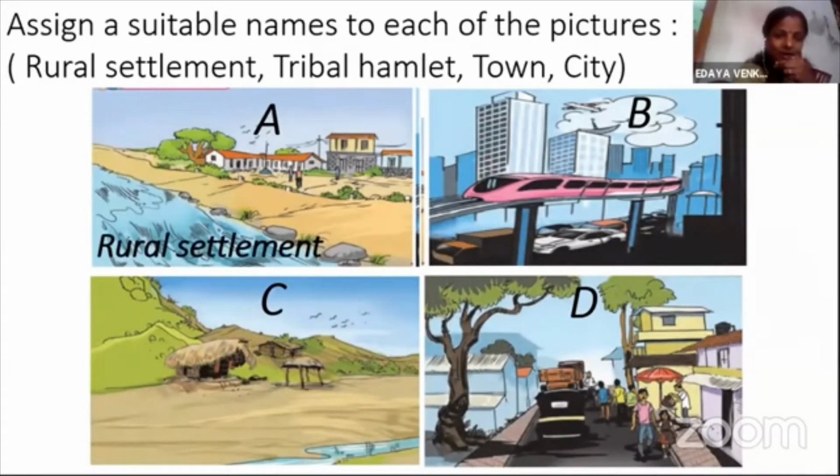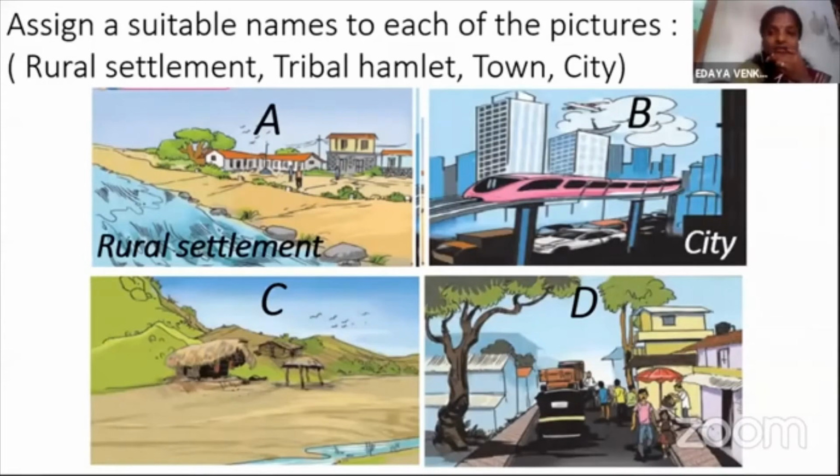Can you read it for me? Rural settlement. Exactly. This is a rural settlement where rural people are settled in a particular place and their basic occupation may be agriculture. Got it? So D is town, miss. Yes, town, exactly. You got the right answer. Very smart.